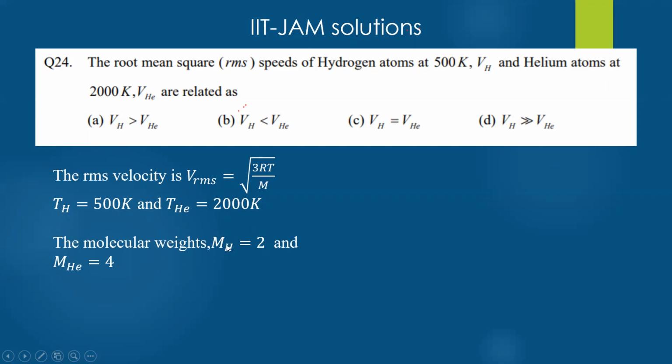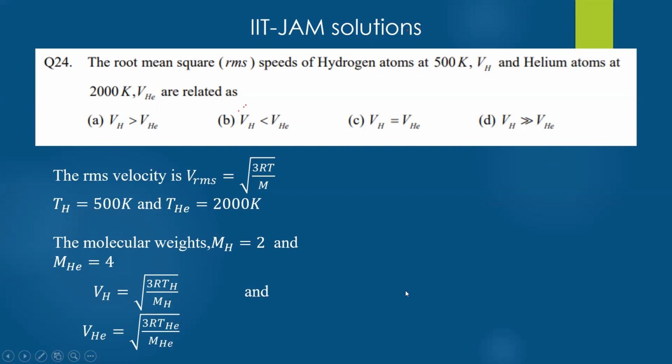molecule consists of 2 hydrogen atoms and its molecular weight is 2. Helium is monoatomic. It contains 2 protons and 2 neutrons in its nucleus. Therefore, the molecular weight of helium is 4. Now express the RMS velocity of hydrogen as VH, given by square root of 3RTH by MH, and for helium it is square root of 3RTHe divided by MHe.